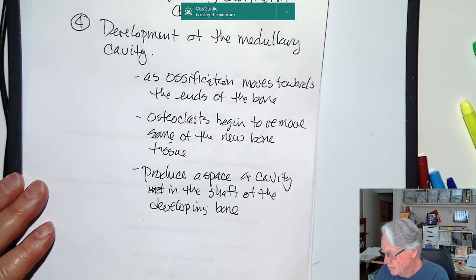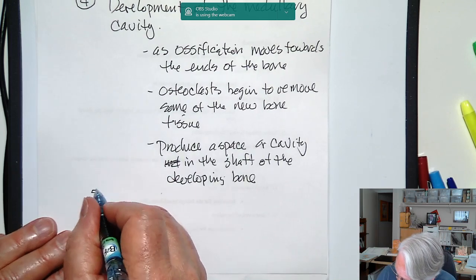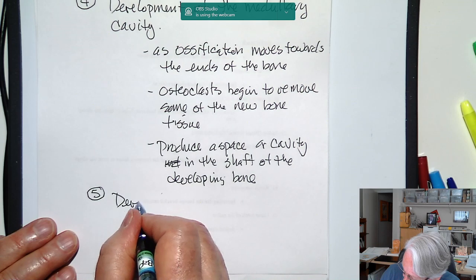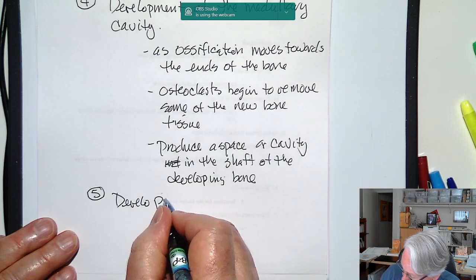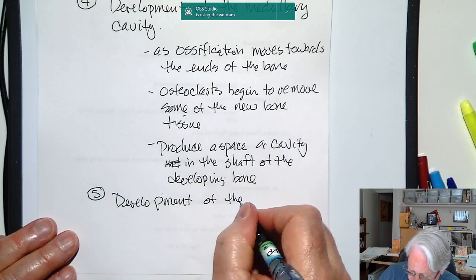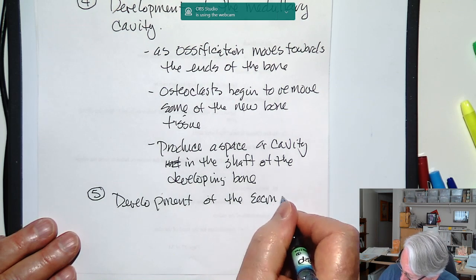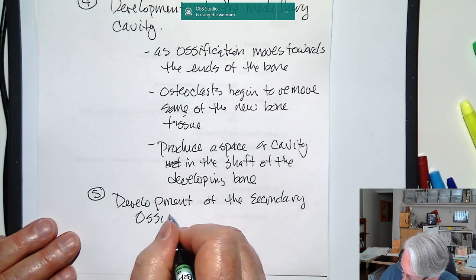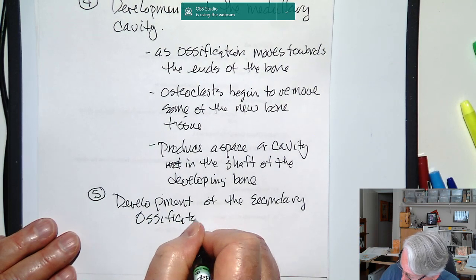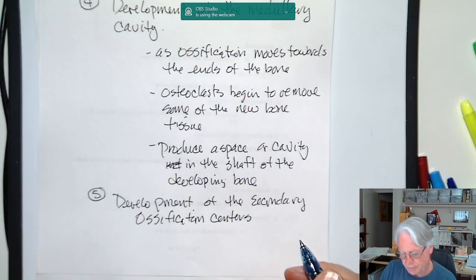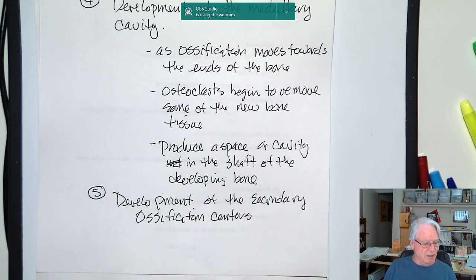Number 5, development of the secondary ossification centers. Development of the secondary ossification centers.